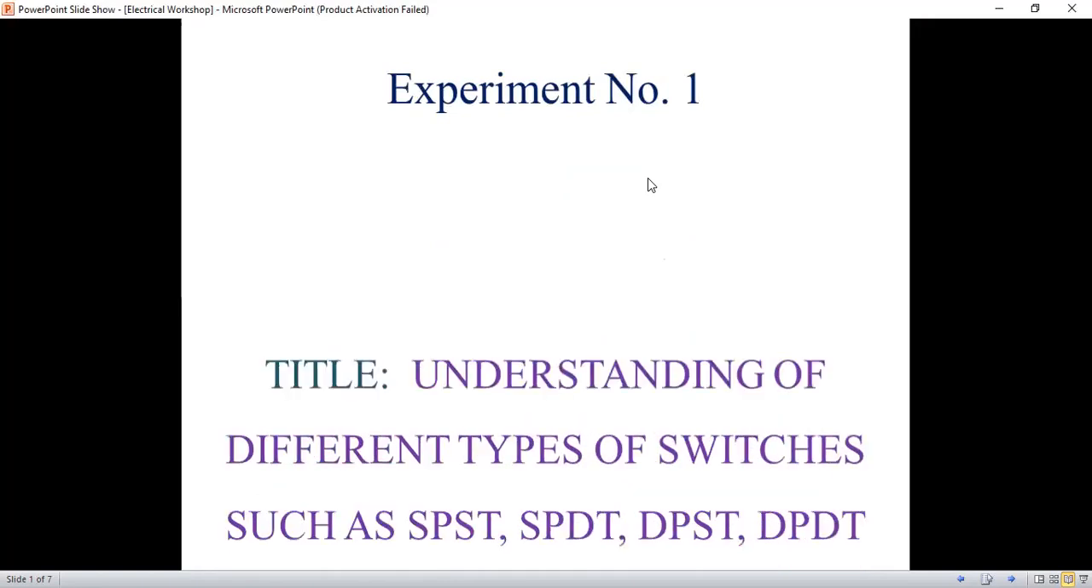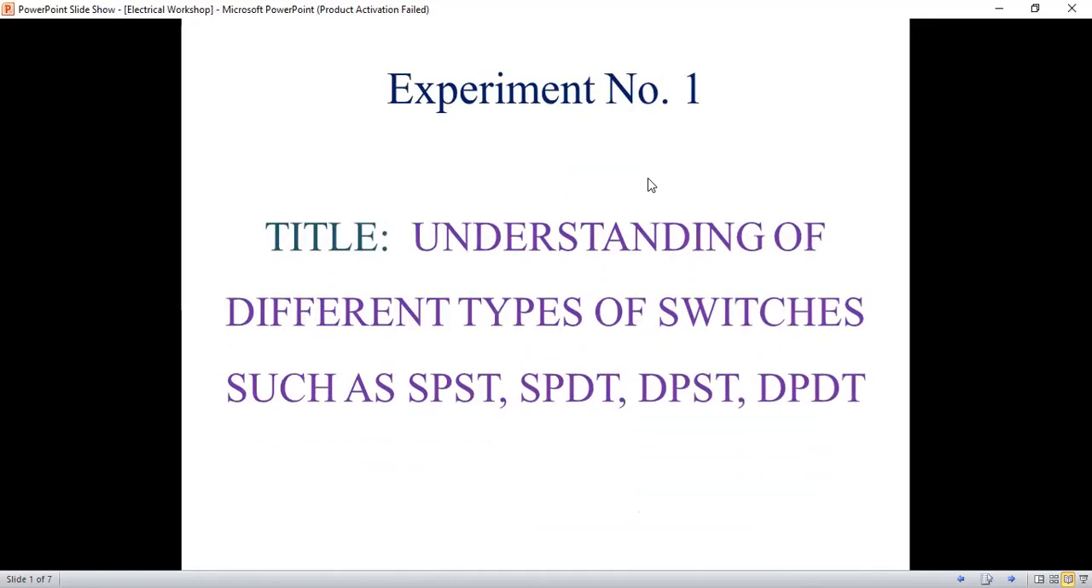That is the first practical. It is nothing but an understanding practical, a study practical. First one, that is experiment number 1. The title of that experiment is the understanding of different types of switches such as SPST, SPDT, DPST and DPDT. Okay, so the title of today's experiment number 1 is understanding of different types of switches.